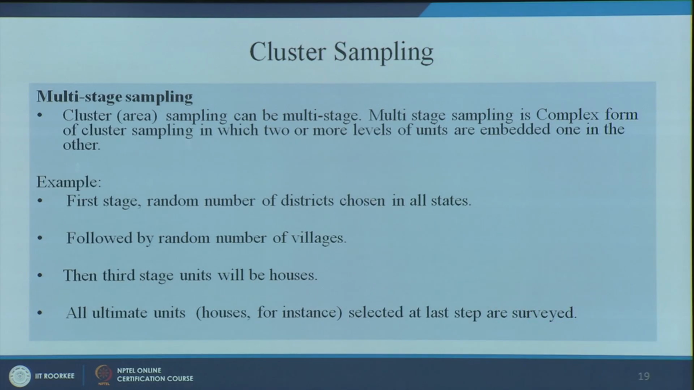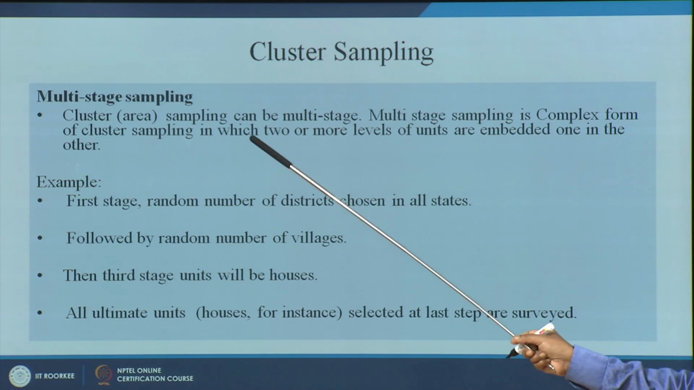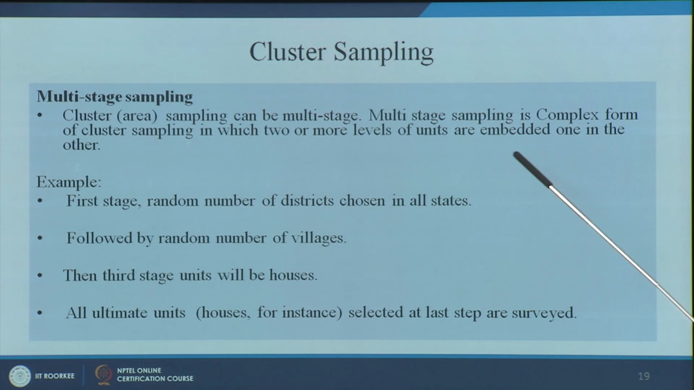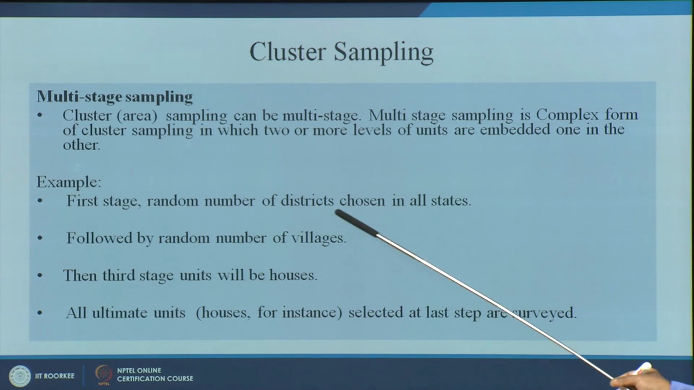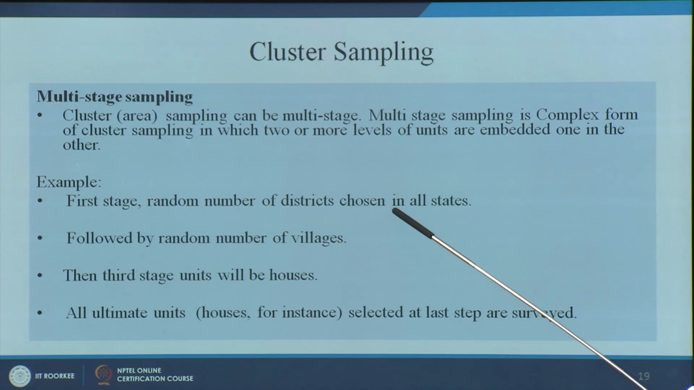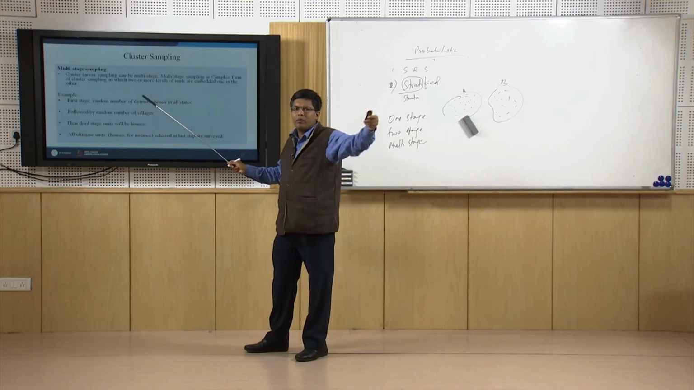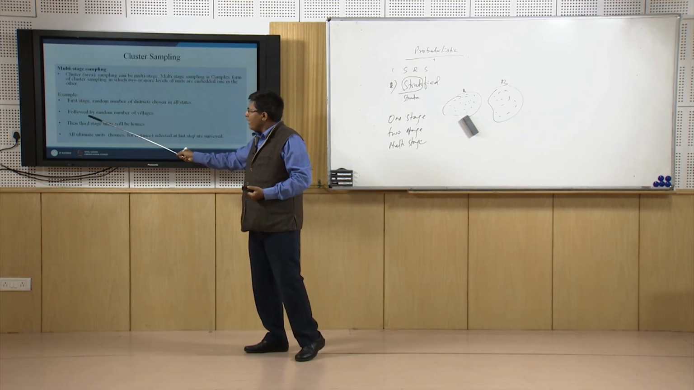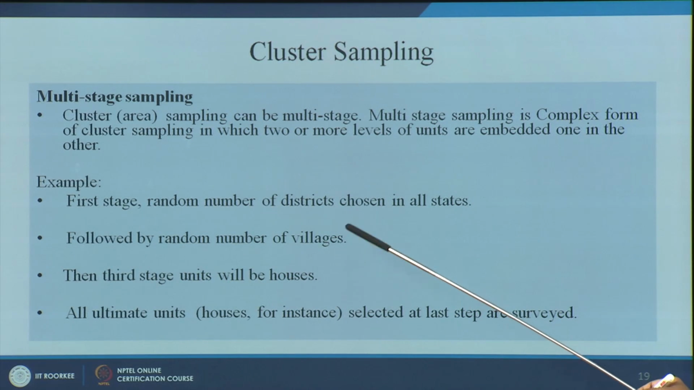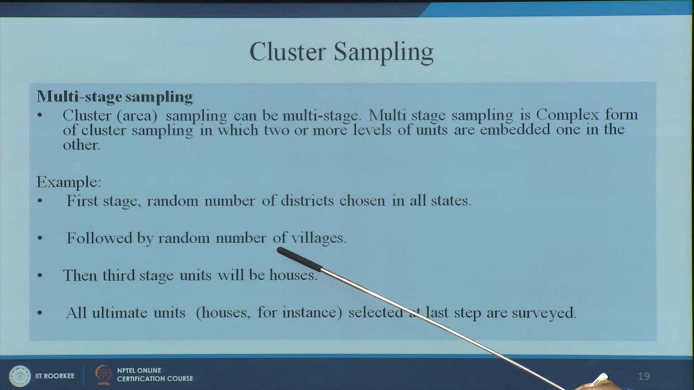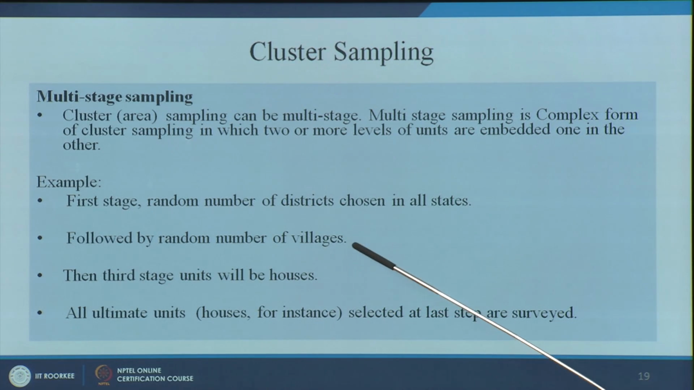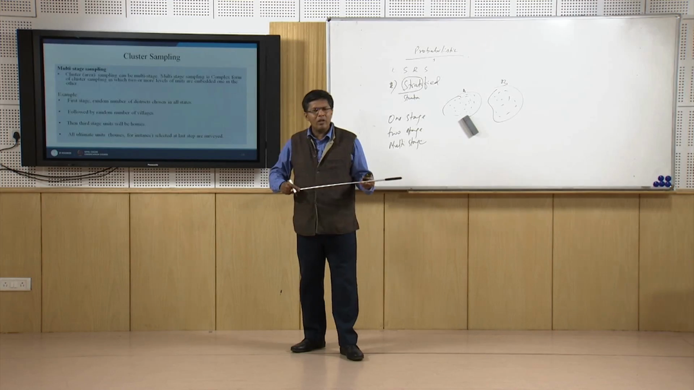In multi-stage, there is a third stage that goes one stage deeper. It is a complex form of cluster sampling in which two or more levels of units are embedded one in the other. For example, in the first stage, a random number of districts are chosen in all the states: randomly 3 from this state, 2 from that state. Then randomly the villages are chosen after the districts. You might select only a few villages. And the third stage is selecting the houses. The ultimate units, the houses selected at the last step, are surveyed.